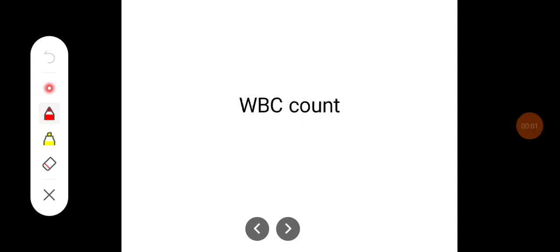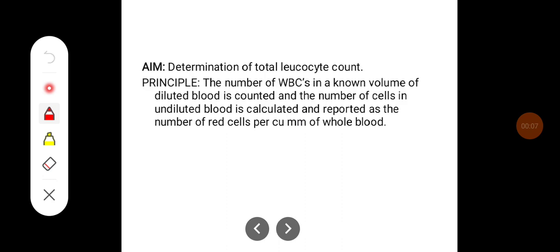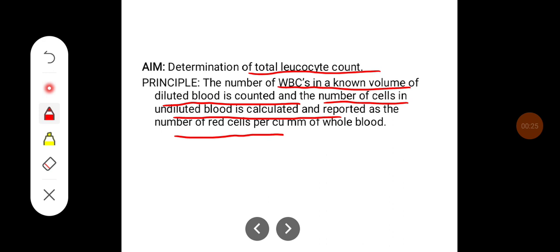In this practical class, we'll try to learn how to enumerate WBCs. The aim of this experiment is to determine the total leukocyte count, and the principle is the number of WBCs in a known volume of diluted blood is counted, and the number of cells in the undiluted blood is calculated and reported as number of WBCs per cubic millimeter of whole blood.